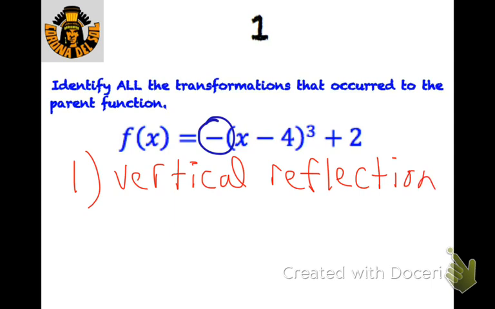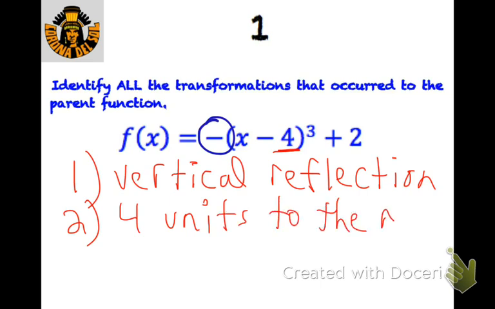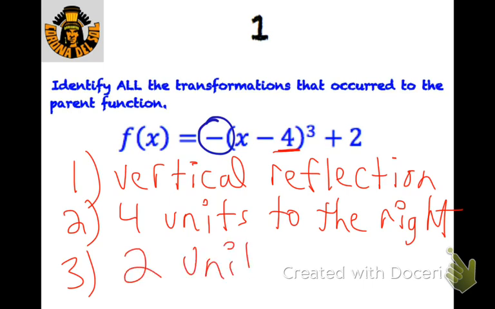So anything on the outside of the parentheses is affecting the y-coordinates. Then this -4 is affecting the x-coordinates because it's inside the parentheses. So this is shifting the graph 4 units to the right. And then the +2 at the end there, that's definitely outside the parentheses, and that's affecting the y-coordinates, so then that's 2 units up.